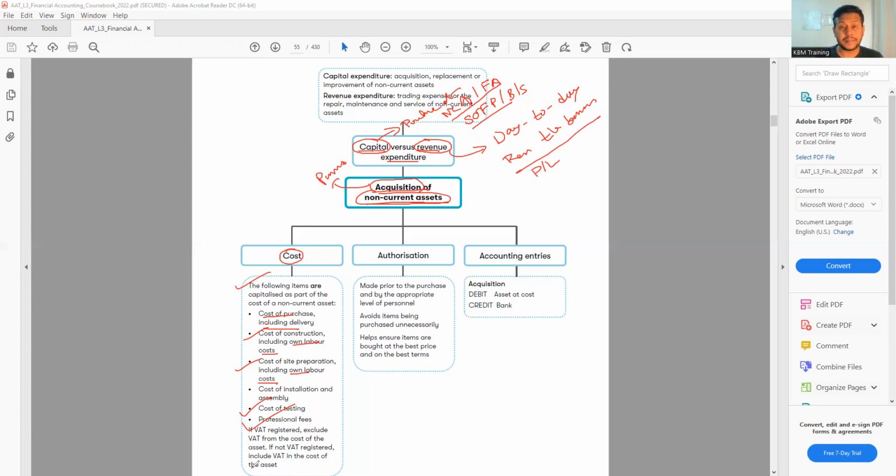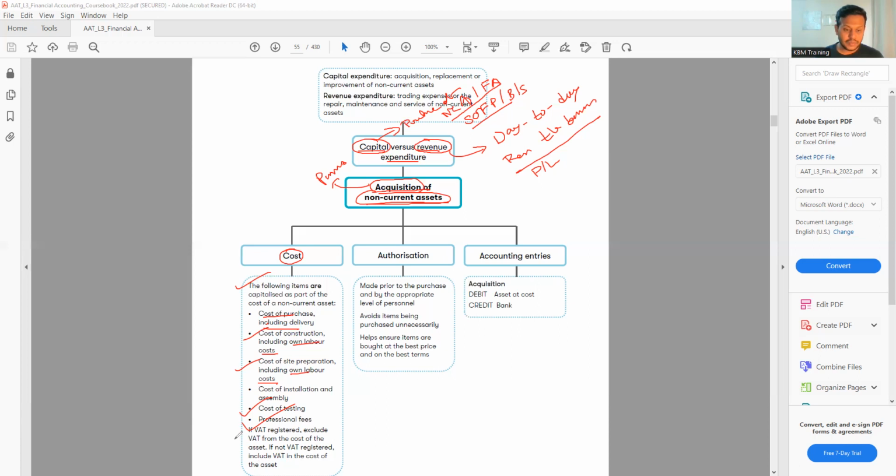For example, if I buy a house, I need to pay the surveyor fee. I have to pay the legal cost. Without this, I cannot buy the house or the land. For that reason, this will be part of our cost. So anything that is necessary to make the acquisition of that asset can be part of the cost, because without it we cannot have the asset.